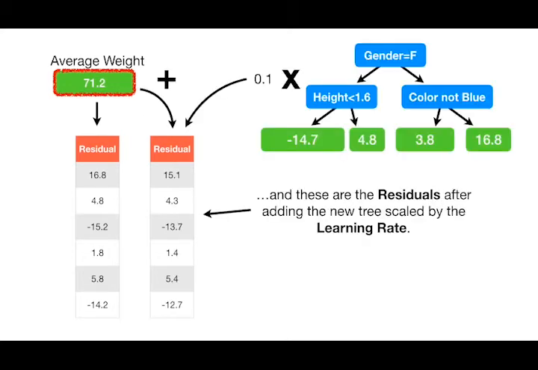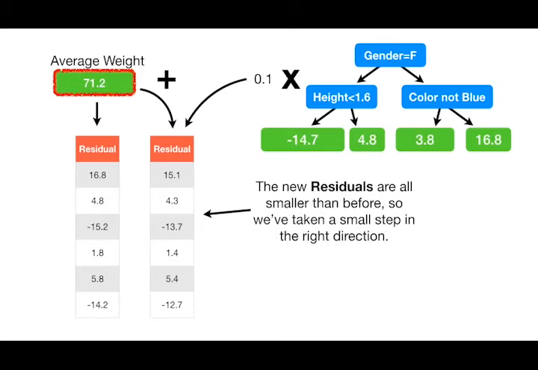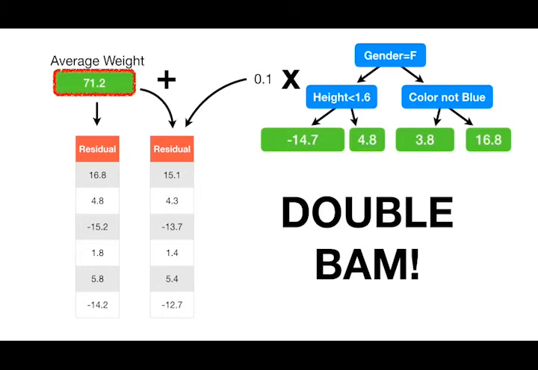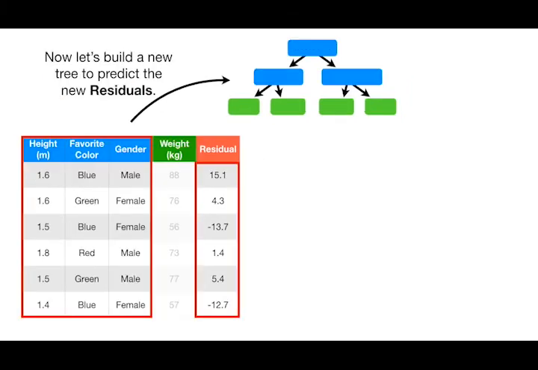Note, these are the original residuals from when our prediction was simply the average overall weight. And these are the residuals after adding the new tree scaled by the learning rate. The new residuals are all smaller than before, so we've taken a small step in the right direction. Double bam! Now let's build a new tree to predict the new residuals.